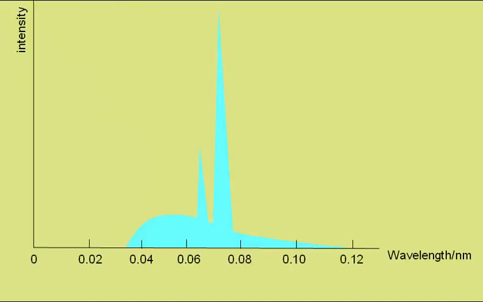So if we plot a graph of intensity of X-rays released against the wavelength of the X-rays, we'd get something like this, with this continuous spectrum, the Bremsstrahlung radiation, and peaks due to the characteristic X-ray radiation.